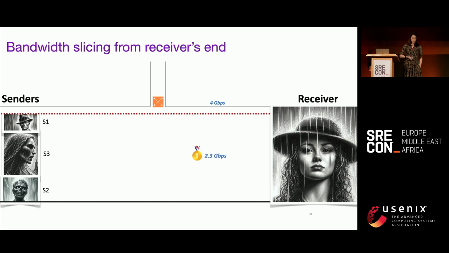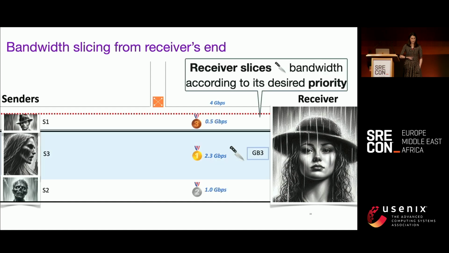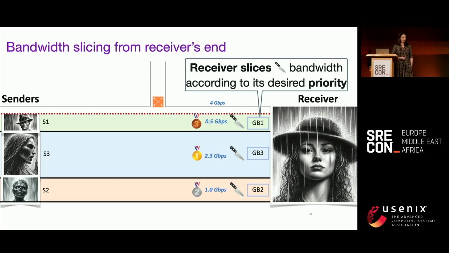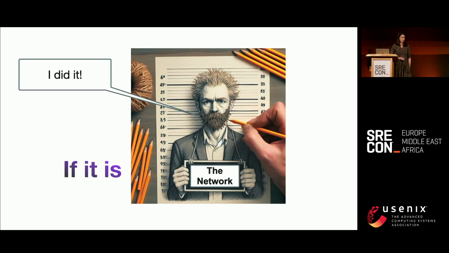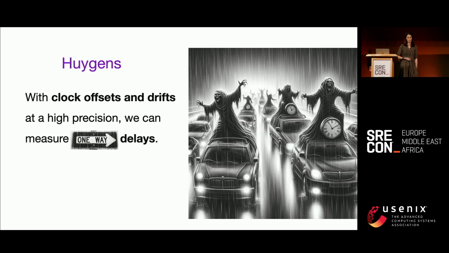Because she decided that Clyde wasn't the best partner to start up these ventures to begin with. So she is going to set a higher allocation of the bandwidth for the Banshee. She gets 2.3 gigabits per second. So the zombie gets 1 gigabit per second. Clyde gets 0.5 gigabits per second until he gets his act together. So in this way, the receiver is slicing the bandwidth according to her own priorities based on the importance of the sender to her.